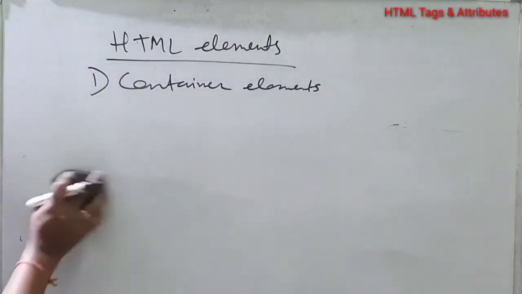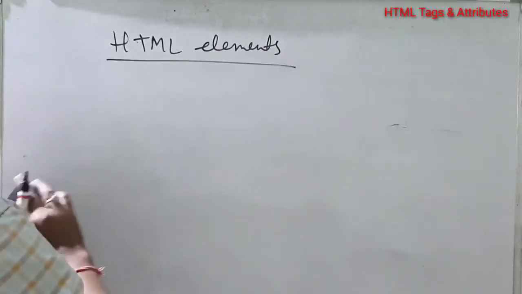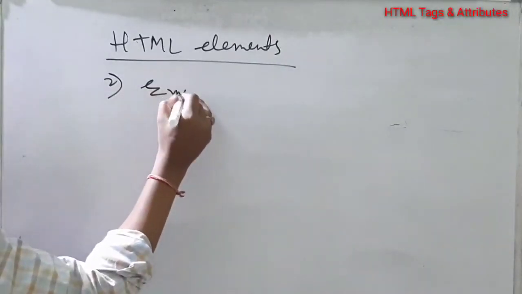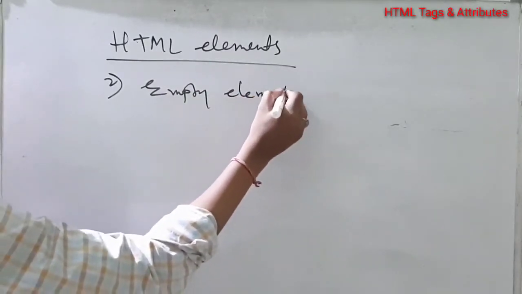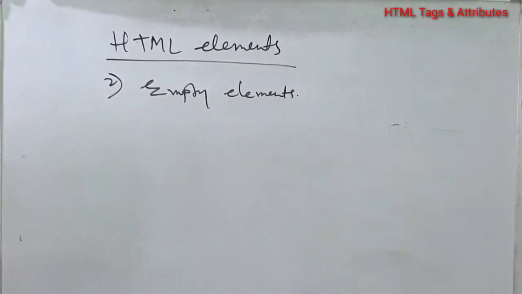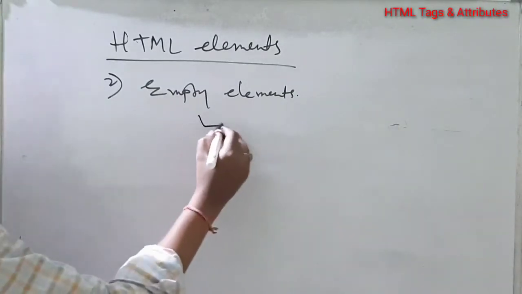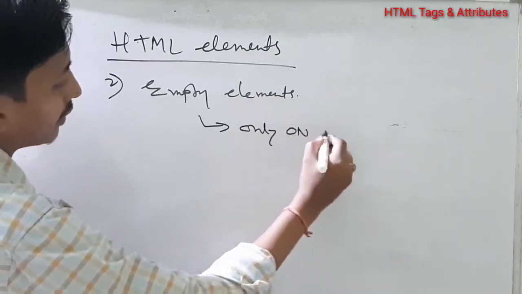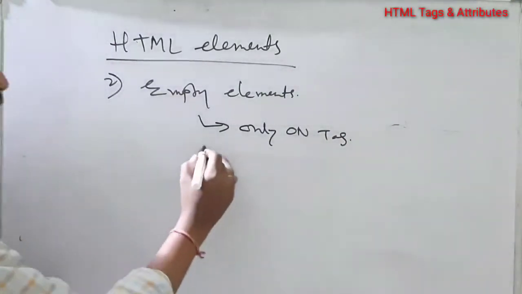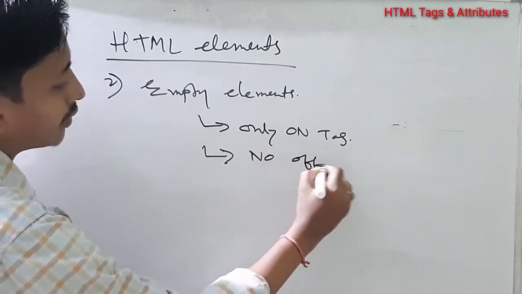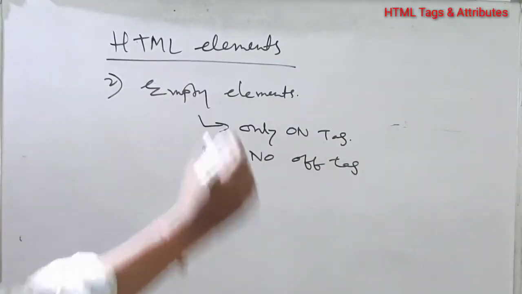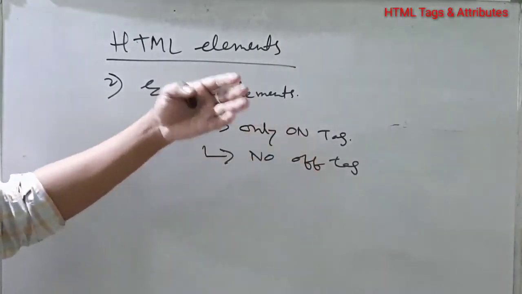Now see, the next one is empty elements. Number 2 is empty elements. So empty elements means what? HTML elements that only have on tag and do not require off tag are called empty elements. For example, BR tag. Those tags have only the on tag. There is no off tag. So that's why it is called empty elements.